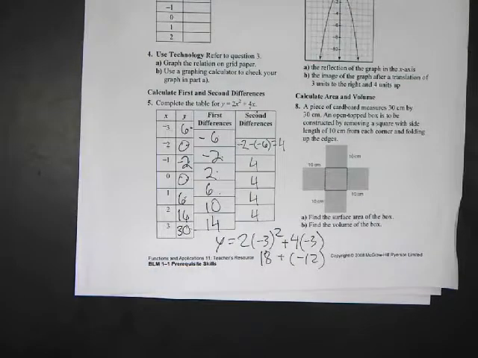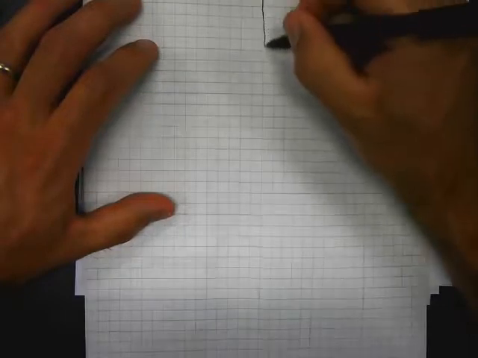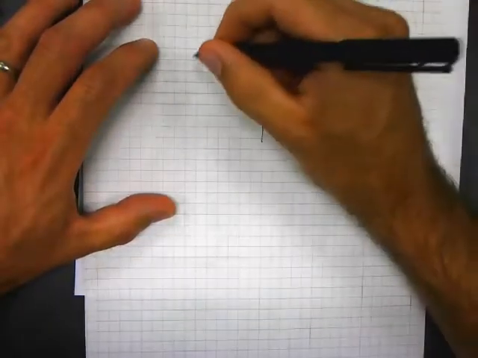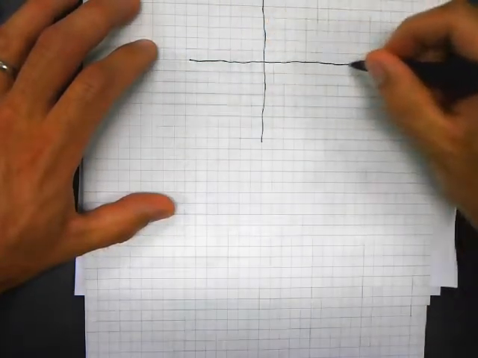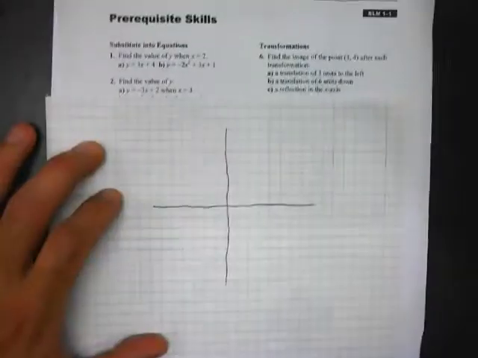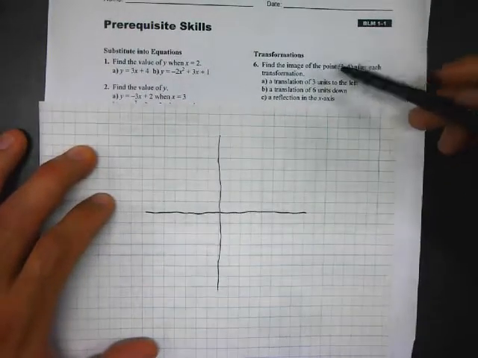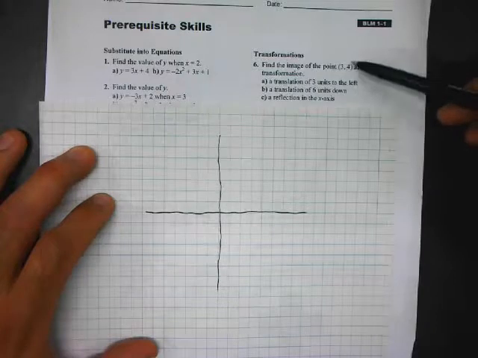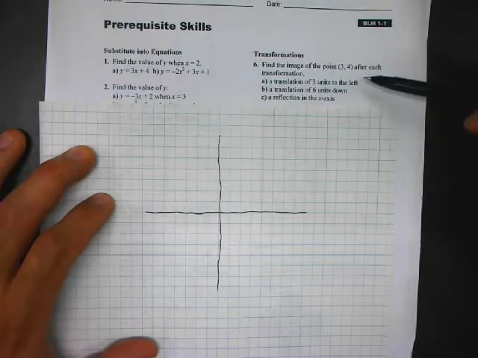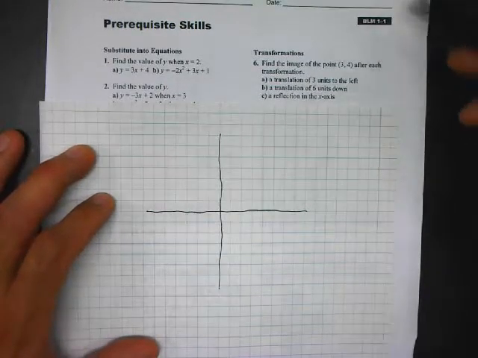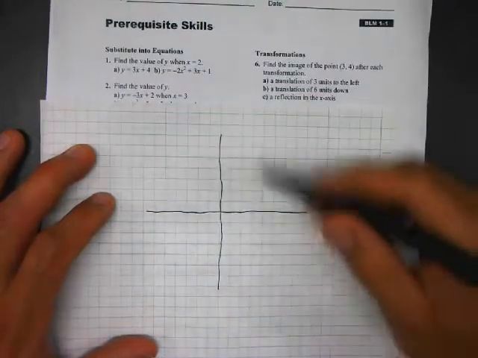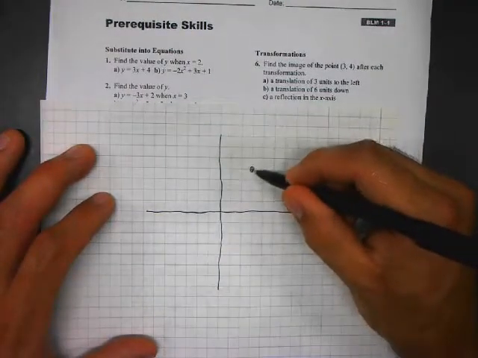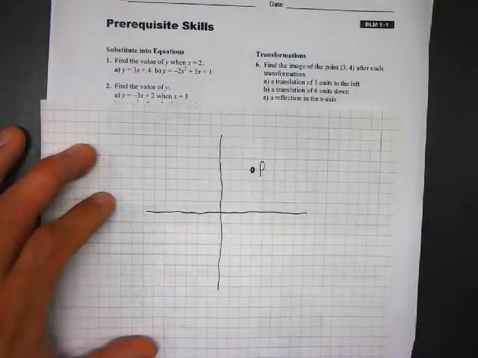Next one. Number 6 is a really weird question. It wants you to graph a point, a single point, not even a parabola. So it says find the image of the point 3, 4 after each of the following transformations. So that's the point 3, 4, so I'm going to label that P for point.